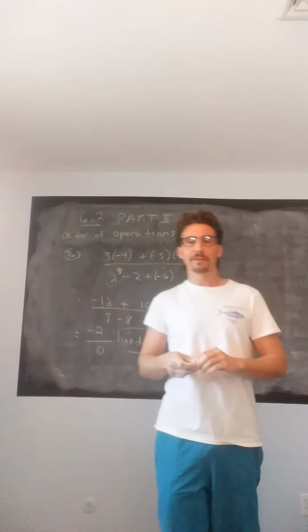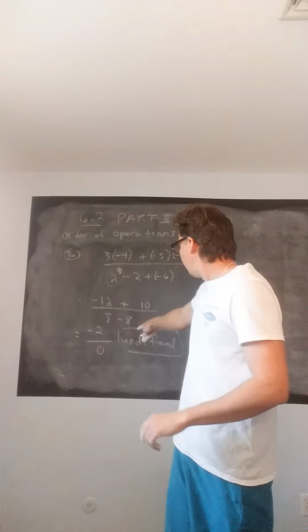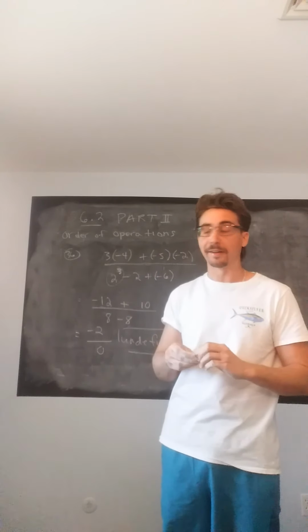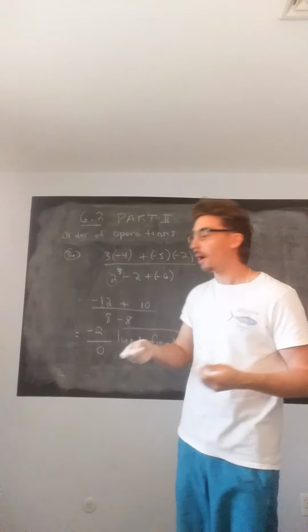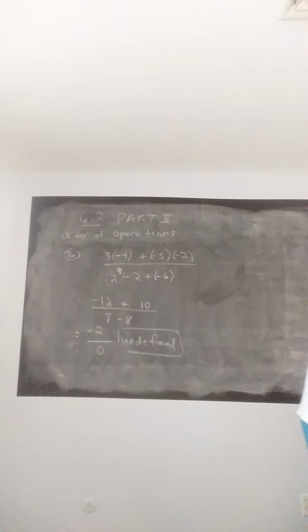Oftentimes students will think they got something wrong when they get to that stage and they get a 0 on the bottom. But it doesn't have to be the case. You could be totally right. Now maybe if you get 20 problems in a row with a 0 on the bottom, maybe you did something wrong. However, it does pop up.